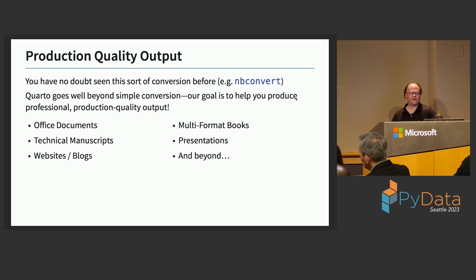One of the things I want to emphasize is that, again, you've seen nbconvert. Making a web page from a notebook is not particularly impressive. GitHub does it too when you view a notebook on GitHub. But our goal is to go well beyond simple conversion, and some of those options I was showing you hint at that. We want you to produce professional production quality output in whatever format you need, and complex outputs like books, blogs, websites, presentations, really nice printed documents. All those things is our goal with the tool, not just kicking out a web page from it.